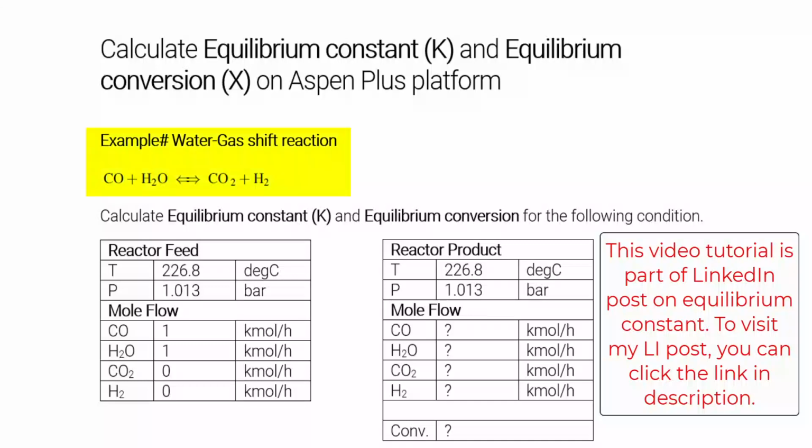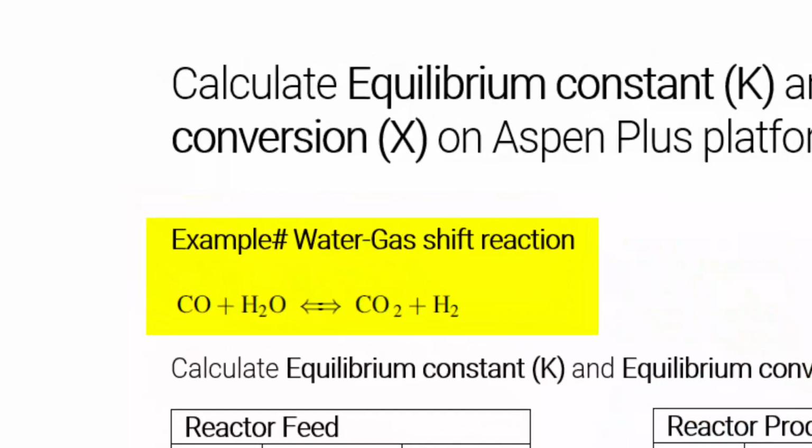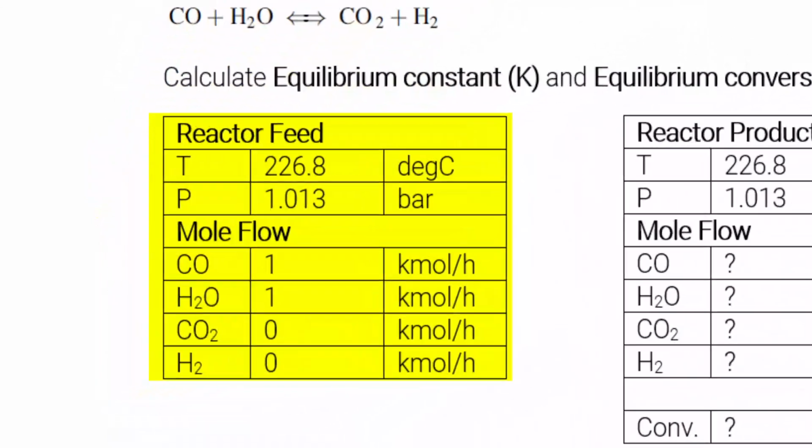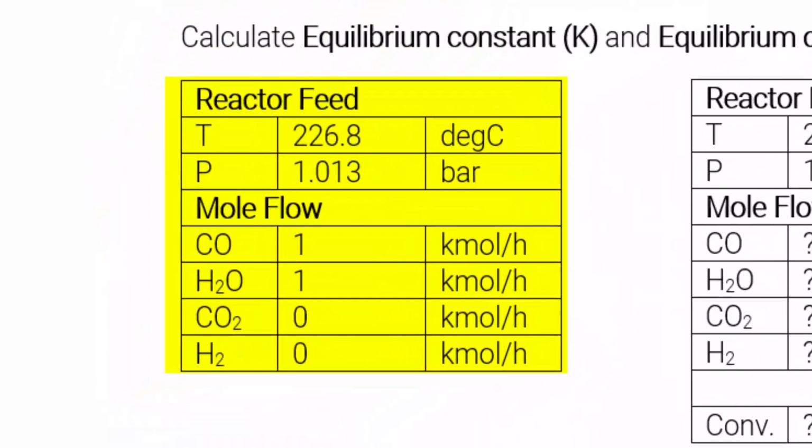Here, I have taken the example of the water-gas shift reaction. Water reacts with carbon monoxide gas to give hydrogen and carbon dioxide. Temperature, pressure, and feed compositions are highlighted here.